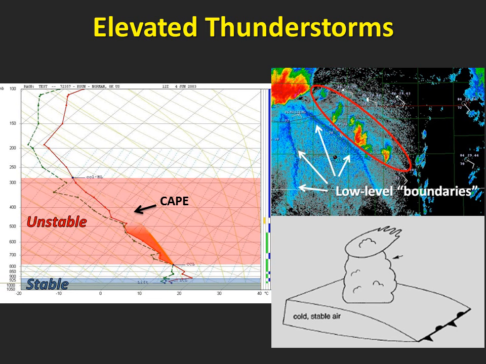Depending on the amount of instability, elevated thunderstorms can produce large hail. But storm rotation is not able to penetrate this stable layer near the ground, so they never produce tornadoes.